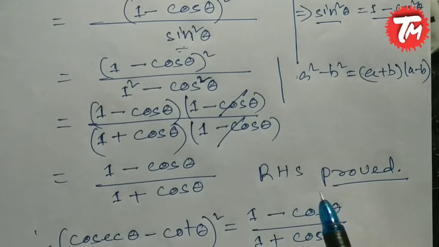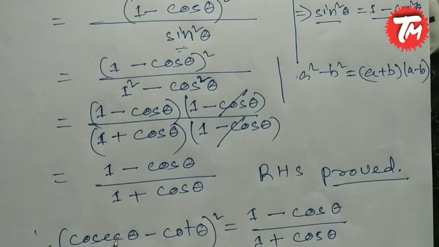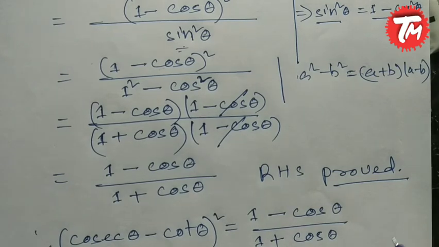So this is the right hand side. Hence, (cosec theta minus cot theta) whole square equals 1 minus cos theta by 1 plus cos theta. So we have proved it.